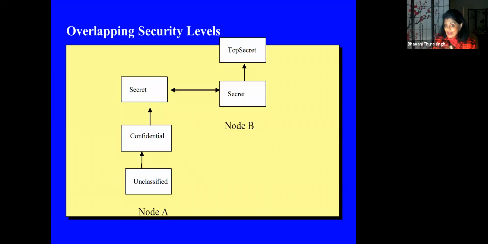Now I said overlapping. Remember, overlapping means there's secret, which is, I sort of spoke ahead. That was the next chart. So both sides can handle secret, which is good because unclassified data can move up to confidential, because you can always write up. Confidential data can move up to secret, and secret can talk to each other. And then the secret data moves up to top secret. So in this case, there is not a problem because there's an overlapping security level.